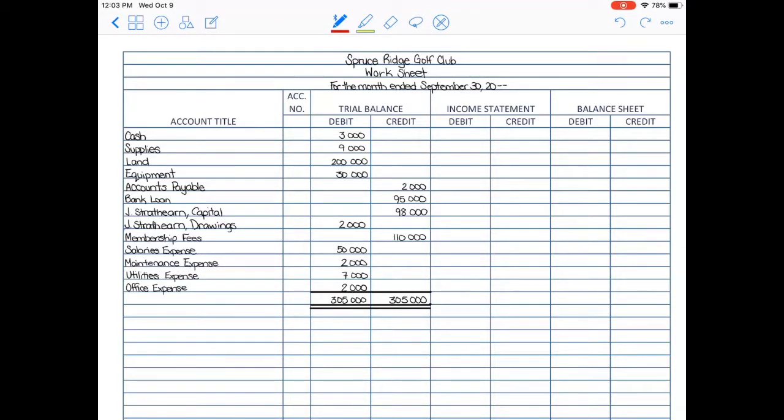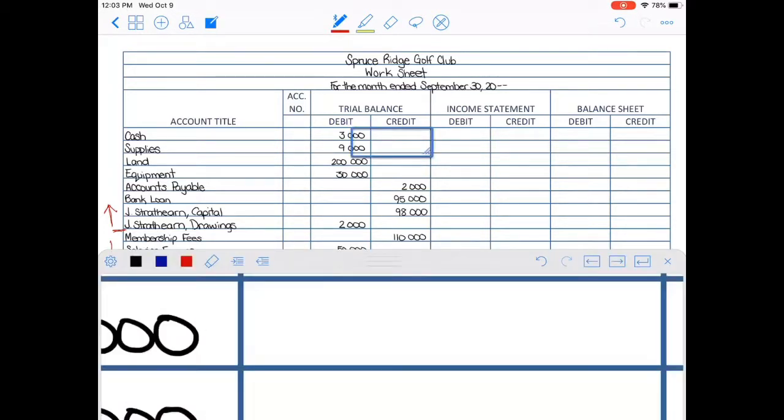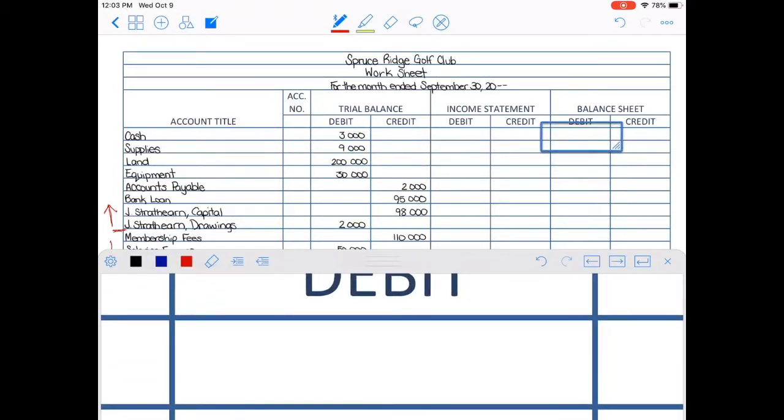Because they're in order, we can look at this and see between drawings and fees earned being our revenue, that everything above this red line that I've drawn in here after drawings would go on the balance sheet, and everything below, our revenues and expenses, goes on the income statement. So now that I've put those in there, I'm going to go through and copy those numbers.